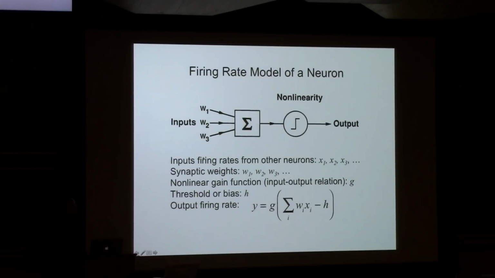I don't have a geometry, just one point. The weights would be how strong each synapse is: if you get a successful neurotransmitter release, how much current you get into the next cell. And you have another constant, h, more like a threshold parameter. You shift your curve left or right. And there, g is called the gain function, which is a sigmoidal function.